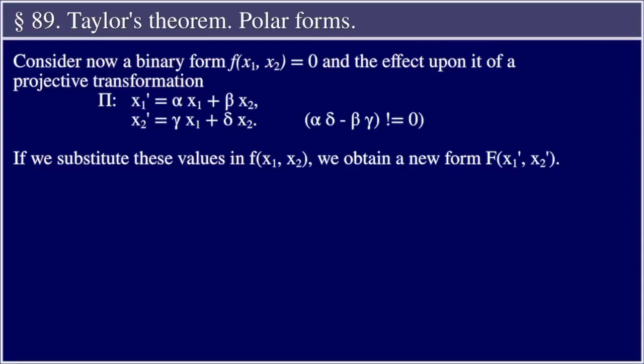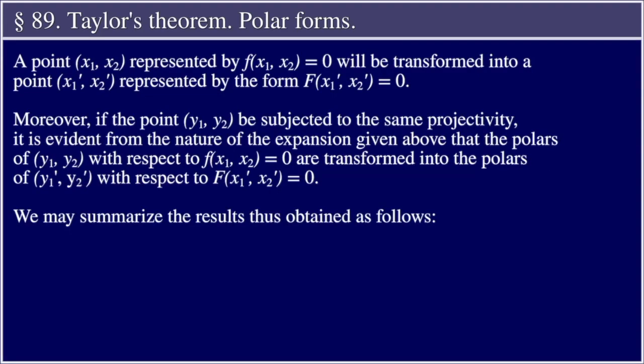Consider now a binary form f of x sub 1 comma x sub 2 equals 0 and the effect upon it of a projective transformation pi. X sub 1 prime is equal to alpha x sub 1 plus beta x sub 2. X sub 2 prime is equal to gamma x sub 1 plus delta x sub 2, where alpha delta minus beta gamma is not equal to 0. If we substitute these values in f of x sub 1 comma x sub 2, we obtain a new form, f of x sub 1 prime, x sub 2 prime.